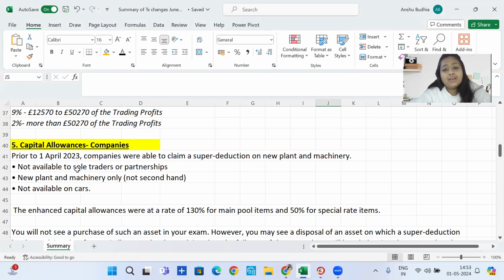Till or prior to 1st April 2023, or if I say for a precisely 2-year period, from 1st April 21 till 31st March 23, companies enjoyed enhanced capital allowances, or we would call them super deductions, that was available on the purchase of new plant and machinery, which was only available to the corporations, and it was available on the purchase of new plant and machinery, not second hand, as well as it was not available in cars.